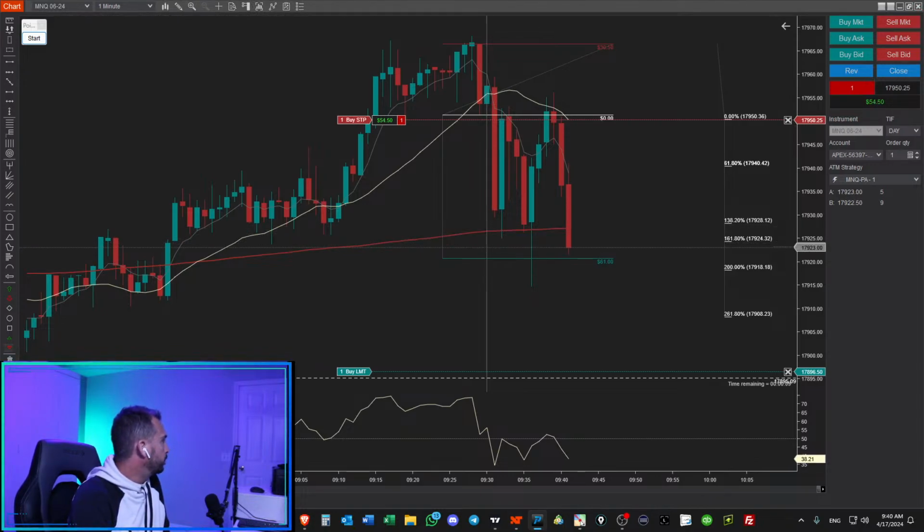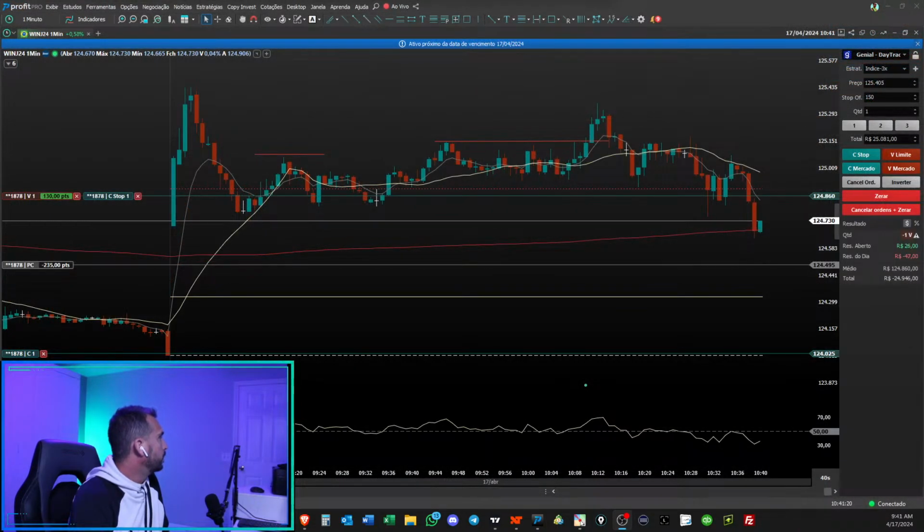Mini index picked up one target. It's going to pick up the second now. We're already on break even. I did one automatically, one manually. Now I've got one less, and I'm going to break even because I want to recover some of the loss. No, I'm just going to let it run, and put it right there. Left low. That's mini index.